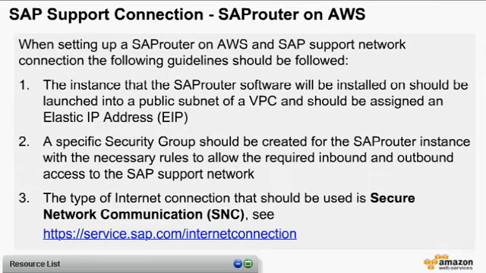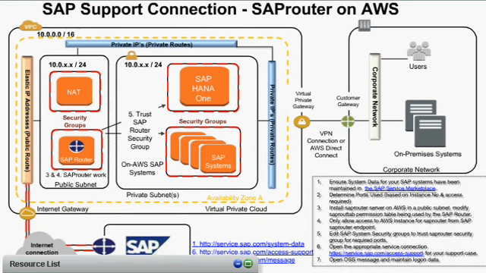I have a couple of diagrams here, and this one depicts most of the SAP resources deployed on the AWS platform. You've got an SAP router that's been deployed into a public subnet, but that's within a VPC. It's been assigned an elastic IP address, so it's reachable by the internet. However, the security group has only been opened to allow traffic from SAP's SAP router on their end. And you're using the SAP connection method SNC.